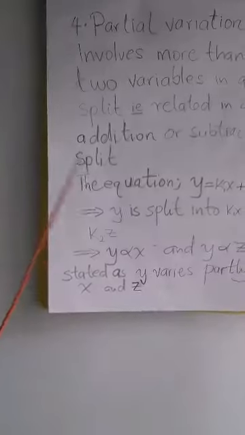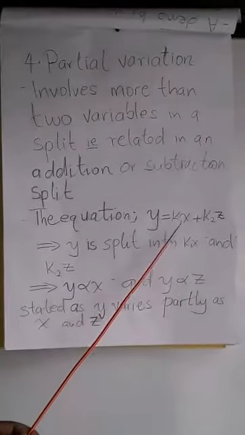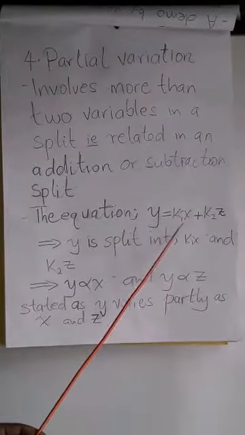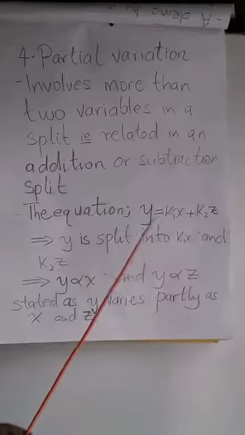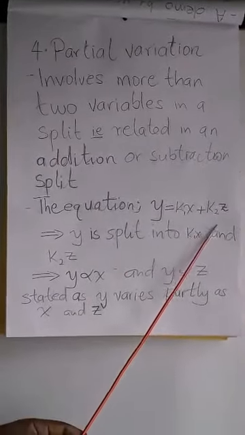Welcome back to the topic variations, and we continue with the fourth part, that is the partial variations. Now, partial variation involves more than two variables in a split, that is related in an addition or a subtraction split. For example, the equation y equals k1x plus k2z, where k1 and k2 are constants, means that y has been split into y equals k1x and y equals k2z.